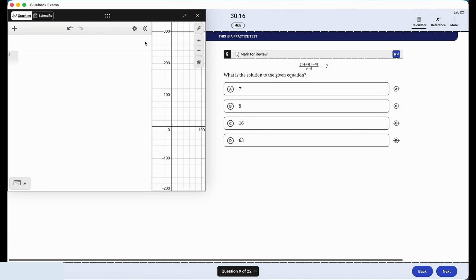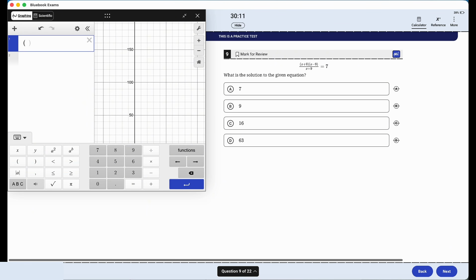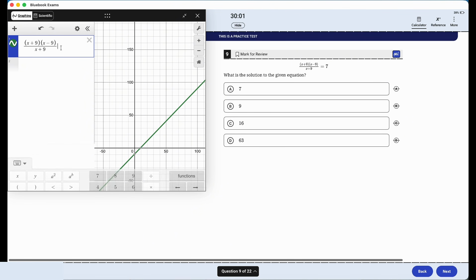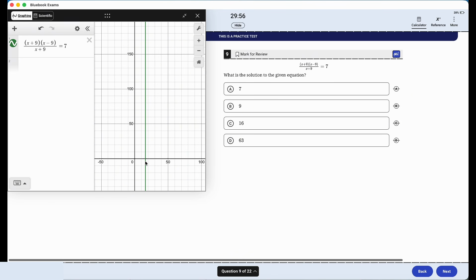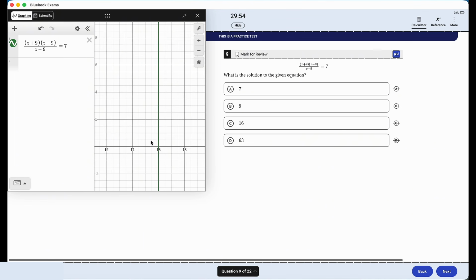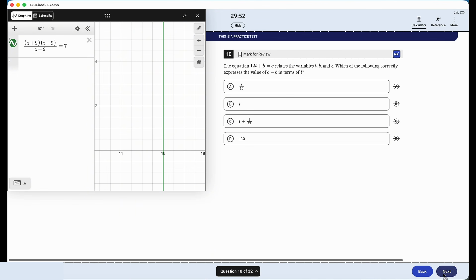Next one, it wants to know what's the solution. So these are freebies again. Just throw this into Desmos and we can find our solutions. So x plus 9, x minus 9, all of that divided by x plus 9 equals 7. There's my line. Sometimes you can't click on it, so just zoom in on it and we get 16. So that's our answer, C.